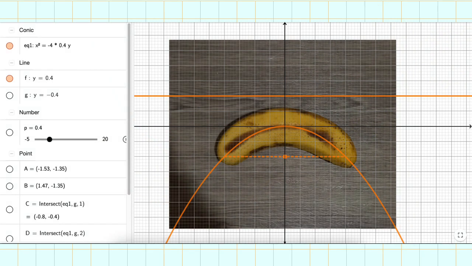Let's try to get the parabola of the banana shown right now. If we upload this picture into a graphing software and center it to the origin, we find that the best fitting parabola is x squared equals -1.6y. Its directrix is the line x equals 0.4, while its focus is at the coordinates (0, -4).